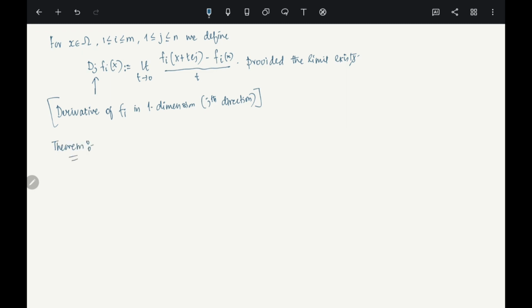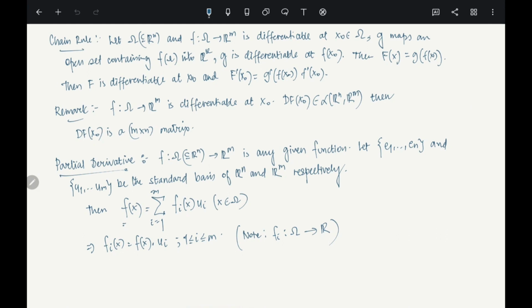For a real valued function, we define the partial derivative like this. So basically it is just the derivative, but in that particular direction, whatever direction we are choosing. Okay, so suppose f from omega to Rm is differentiable. What is the theorem? This theorem will guide us to answer this question: df at some point x0, wherever it is differentiable, is an m cross n matrix. Now the question is, what exactly is that matrix?